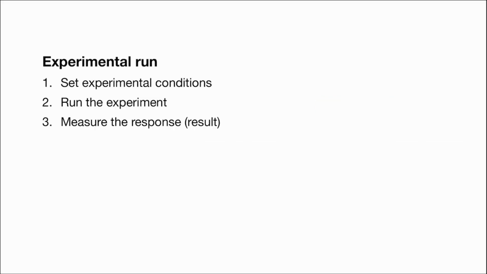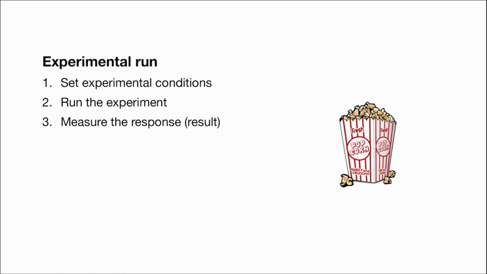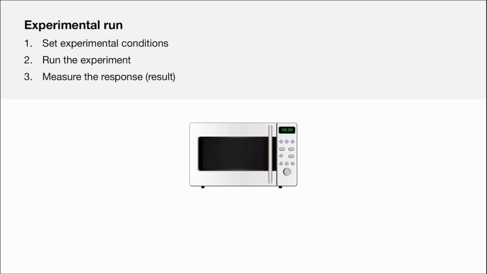Another important set of terms which we need to consider comes from experiments. So when you run an experiment, you also use variables, but you use them in different ways. Usually that's the typical experimental run. You set experimental conditions, then you run the experiment, and then you measure the result of this experiment, right?